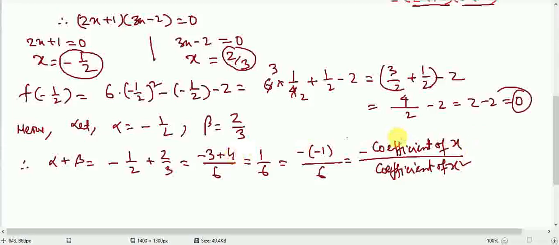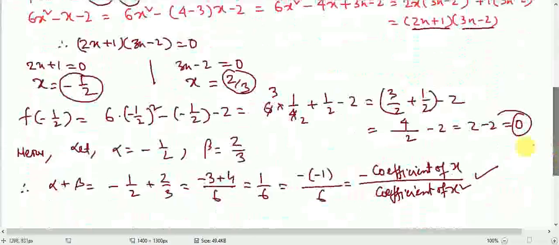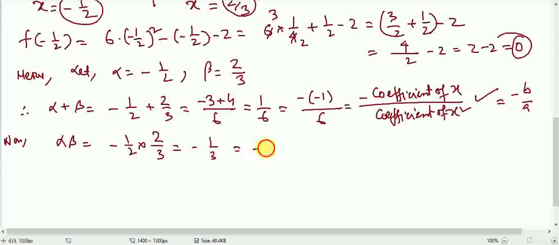So that means this relation proof: alpha plus beta should be equal to minus b by a. And now alpha beta, the product of the roots, equals minus half into 2 by 3, which is equal to minus 1 by 3. Now minus 1 by 3 you can write as minus 2 by 6.